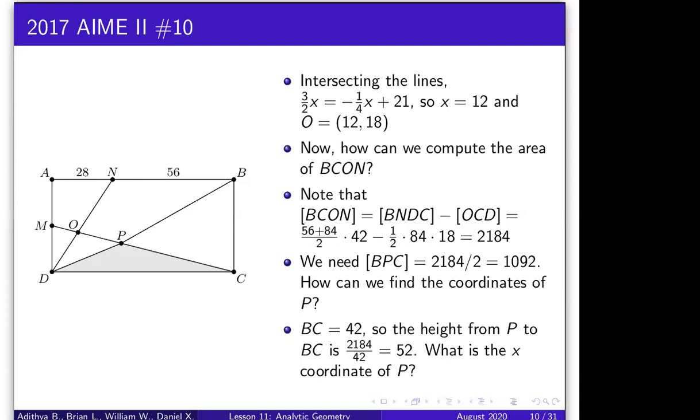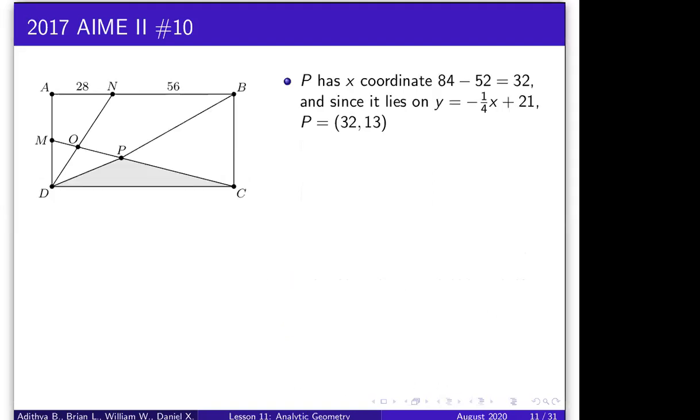So given this, what's the X coordinate of P? Well, I just said it, it's going to be 84 minus 52, which is 32. And now that we have its X coordinate, we know that it lies on y equals -1/4 x plus 21. So its Y coordinate is 13.